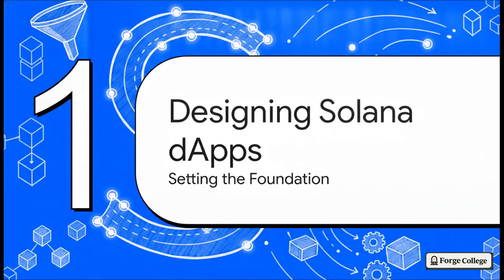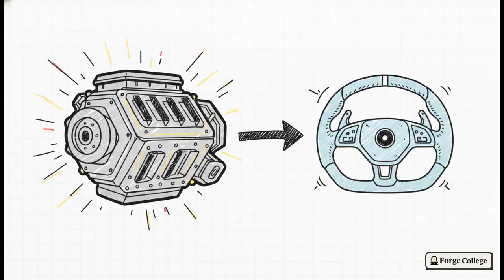Section 1. Designing Solana dApps. We all know Solana is essentially the high-speed sports car of blockchains, right? It offers massive throughput, sub-second finality, and just incredibly low fees. It's a phenomenal engine under the hood.